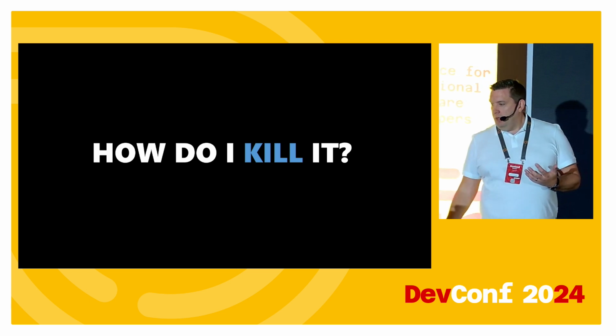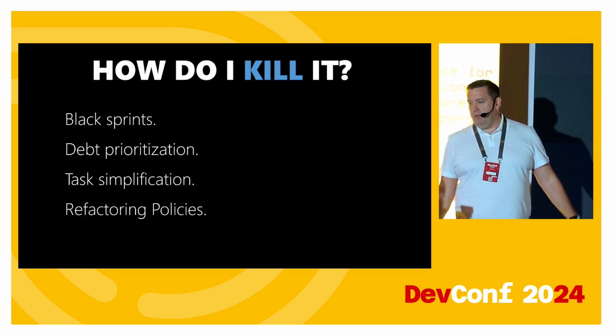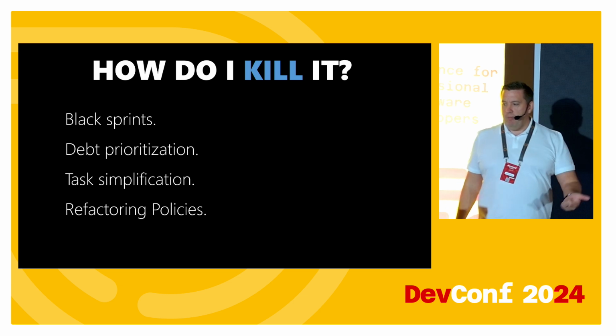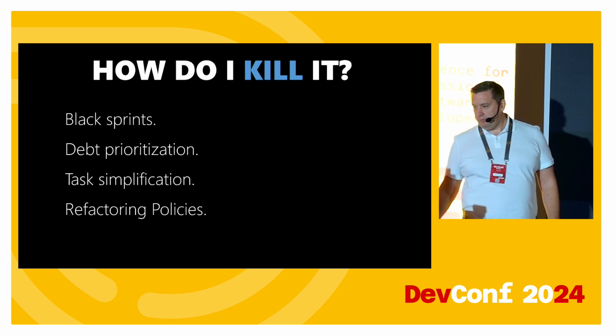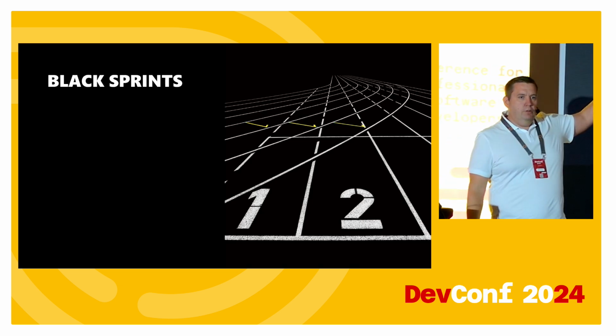So there's a couple of things that I've used and that I've had various success with. I'd like to talk about four of them. So there's black sprints, debt prioritization, task simplification, and refactoring policies. So black sprints. Anybody run a black sprint?